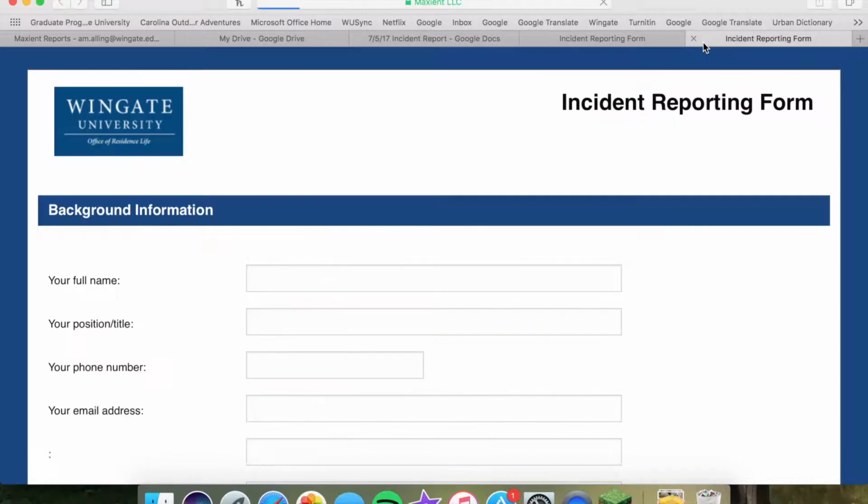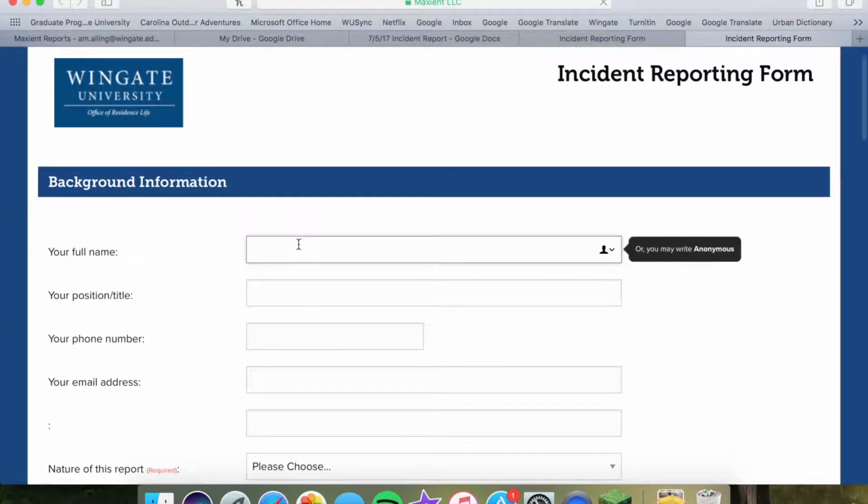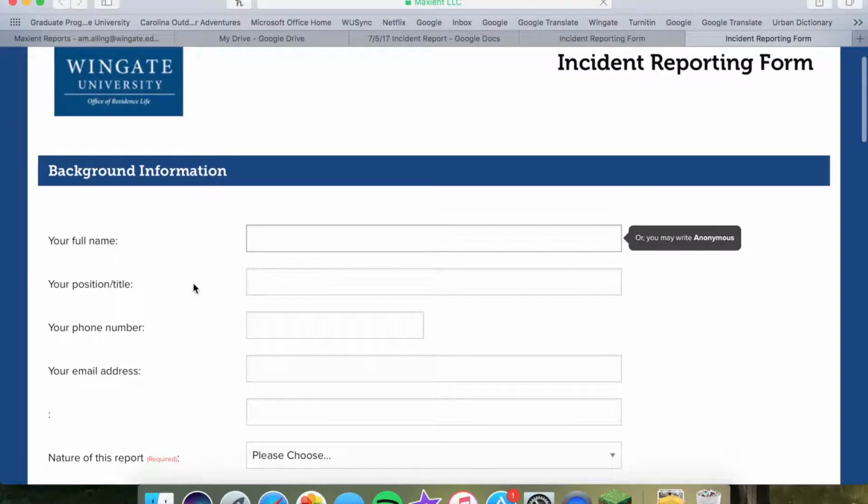The first section that you are going to see is background information. You will need to type in your name, your position, so whichever area you are an RA for, your phone number, your email address, as well as the email address of any other RAs who are handling the situation with you.